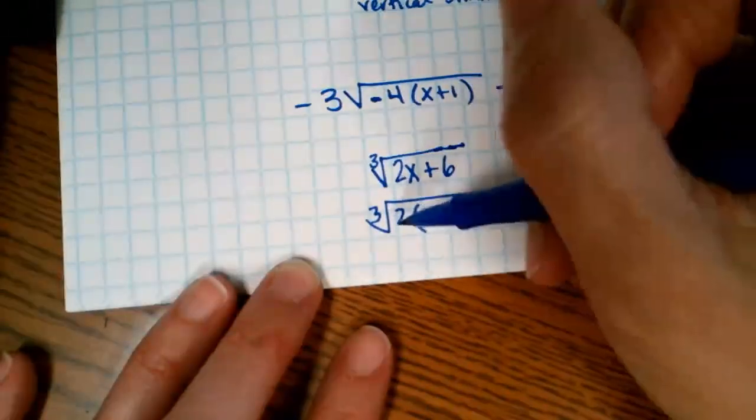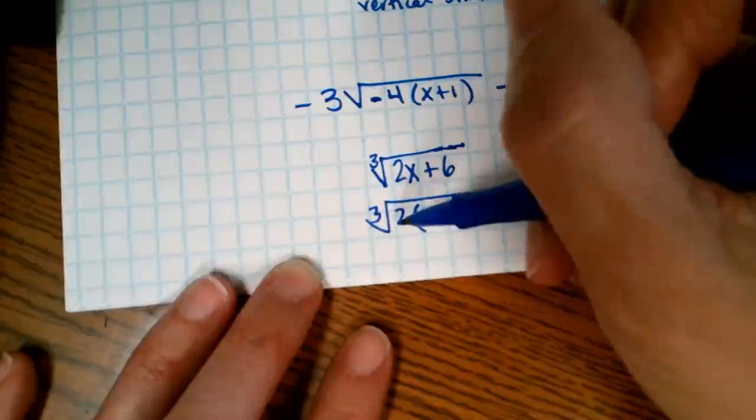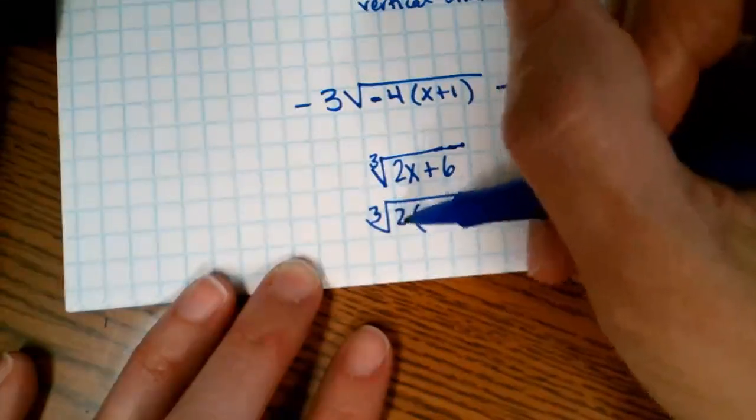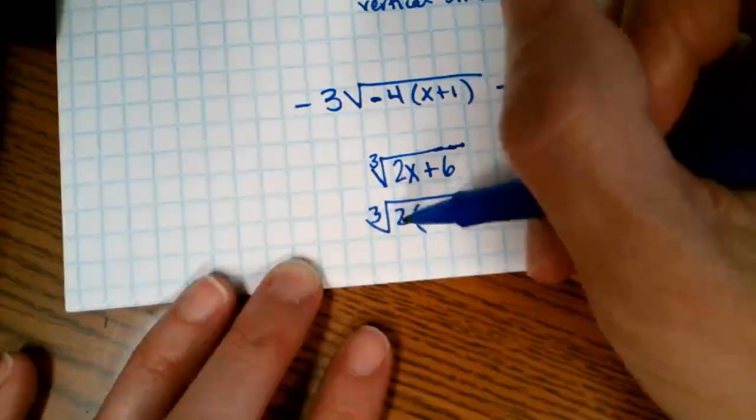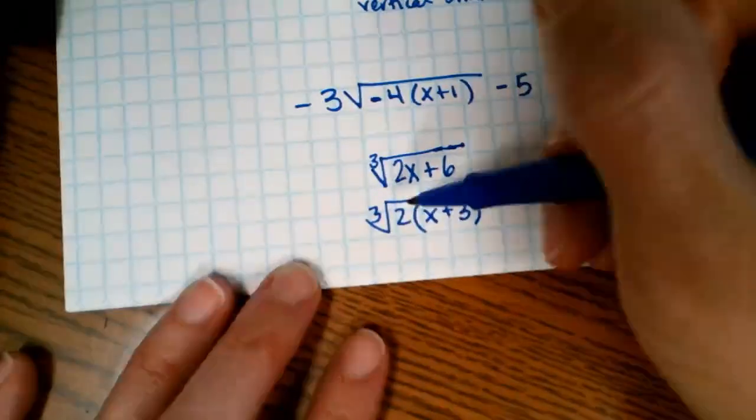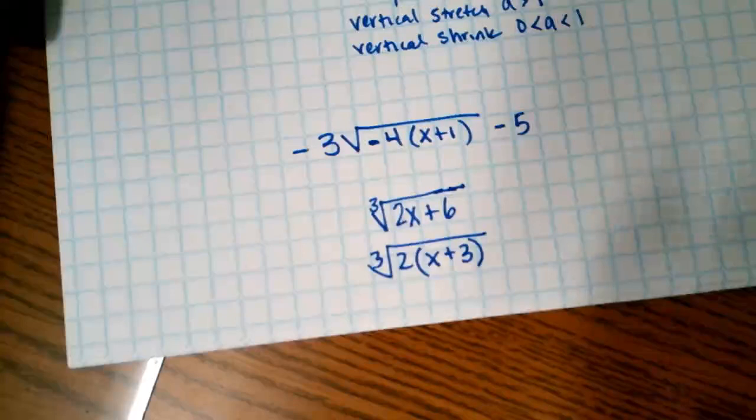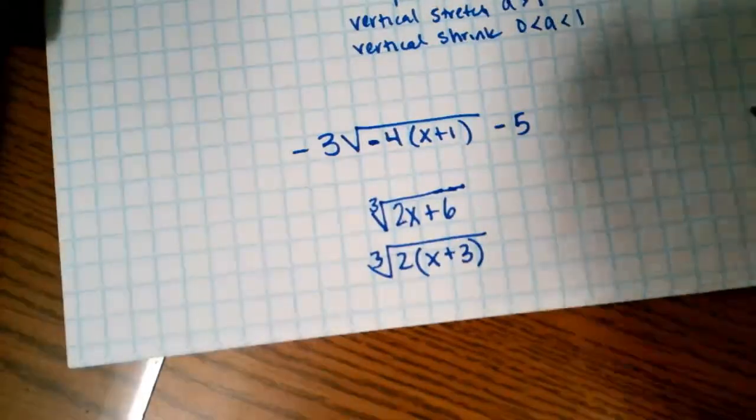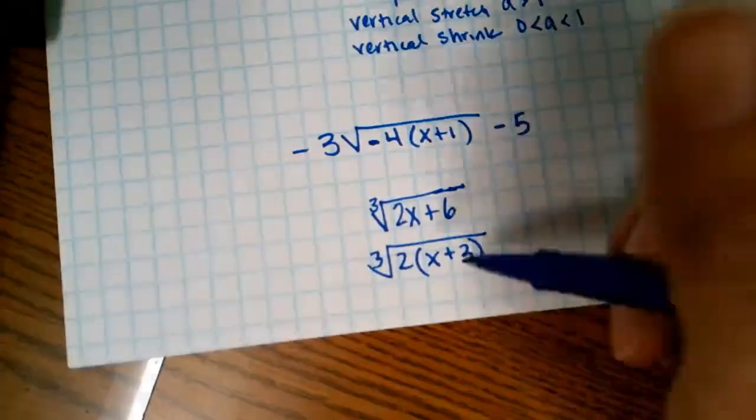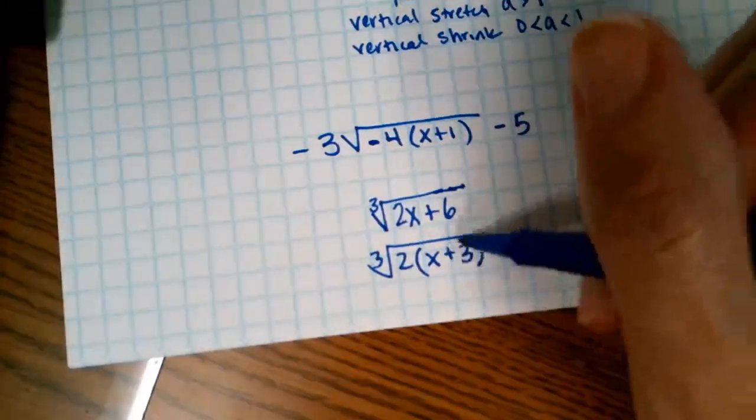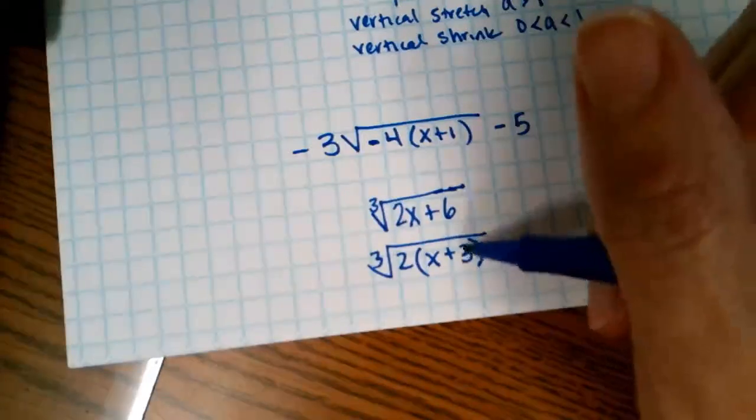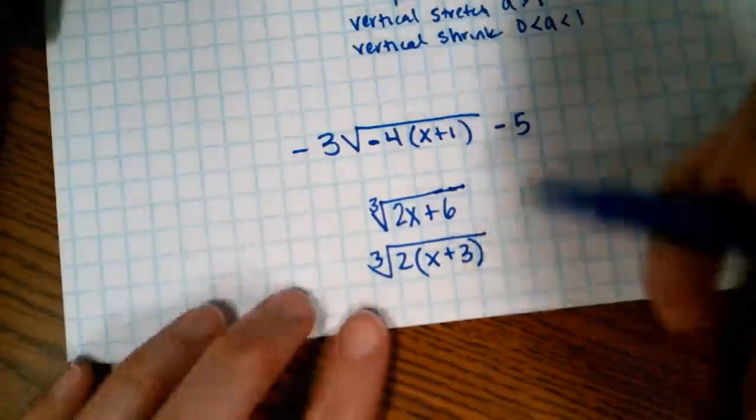So this is going to be a horizontal, and this number is, we need the reciprocal of it, right? So when I do the horizontal shrink, it's a horizontal shrink by 1/2. And then this is a left 3, because it's a plus, a left 3.